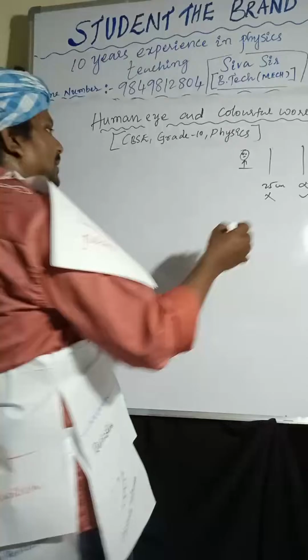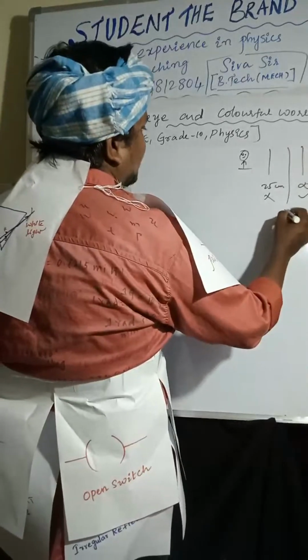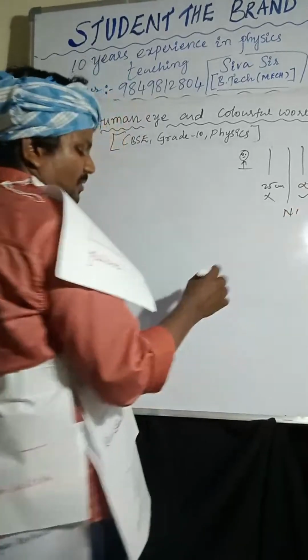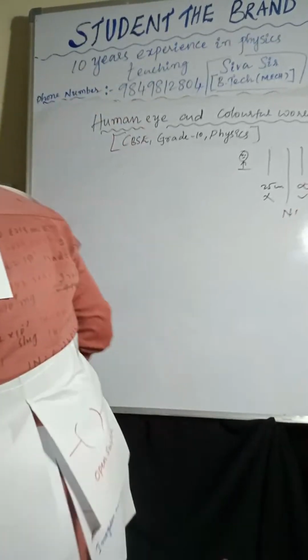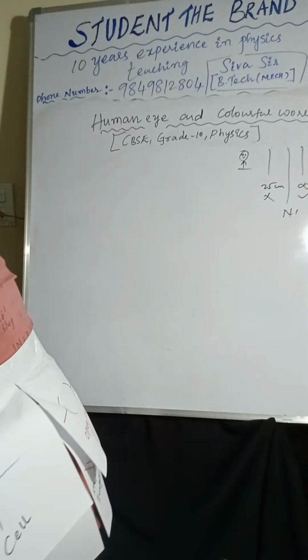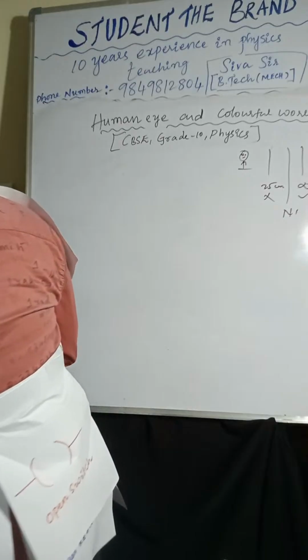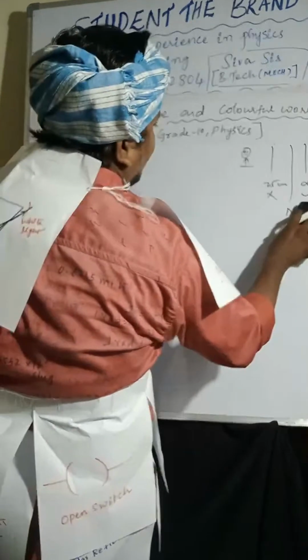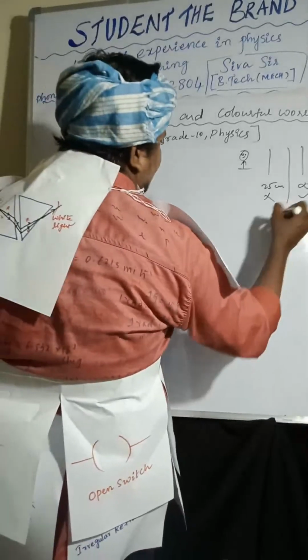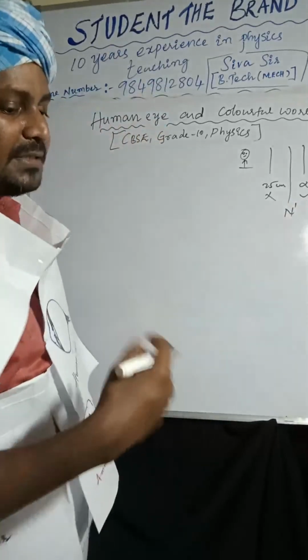Near point of the hypermetropic person. I'm taking it as n dash. We already discussed the near point, which is n. That's why I'm considering that point as n dash.